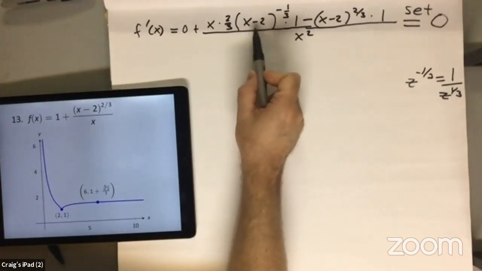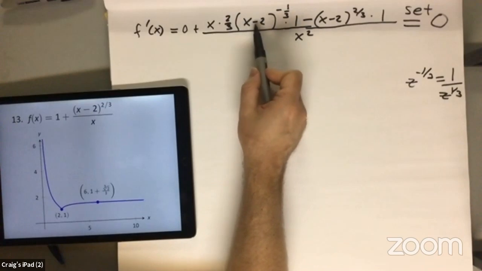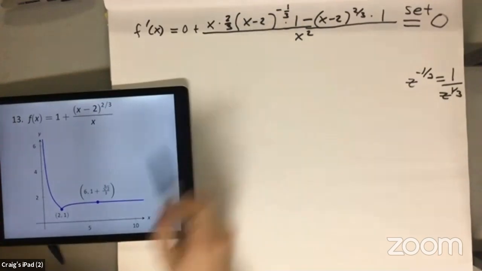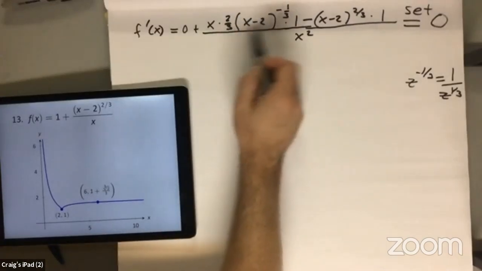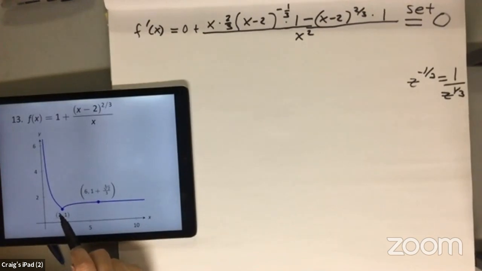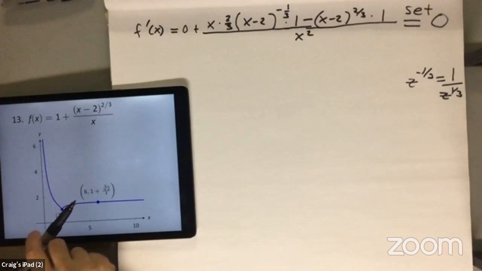And so right here, x minus 2 to the minus 1/3 power means I'm actually dividing by x minus 2. And when x equals 2, that means I'm dividing by 0. So this does not exist when x equals 2. And that's why we have this cusp here. The derivative doesn't exist. It's approaching one value from one direction and a different value from the other direction.